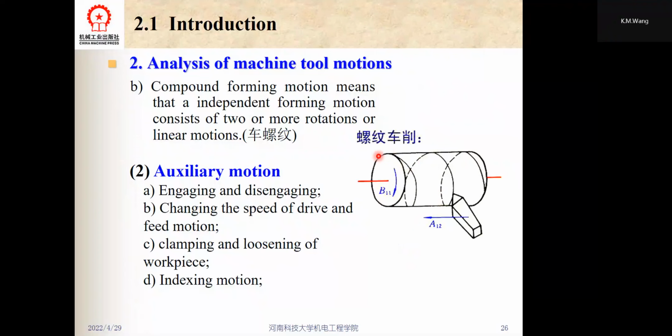They have the rotations and the translation motions of the tools. And some auxiliary motions, including engaging and disengaging, and changing the speed of the drive and the feed motion. And C is the clamping and the loosening of the workpiece. And D is the indexing motions.